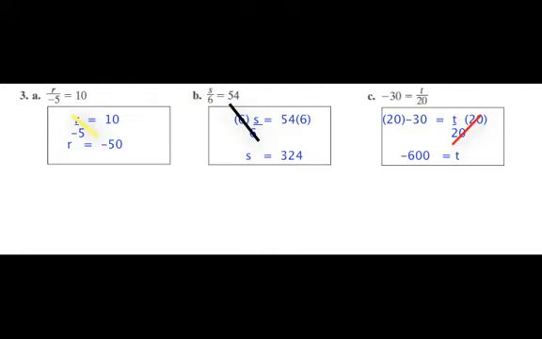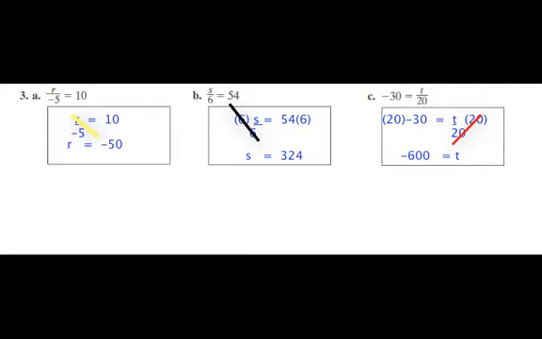So problem C, we have negative 30 equals t over 20. To solve this equation, we're going to have to multiply both sides by 20. So on the left-hand side, we have 20 times negative 30. On the right-hand side, the 20's cancel each other out, so we're just left with t. 20 times negative 30 is negative 600.